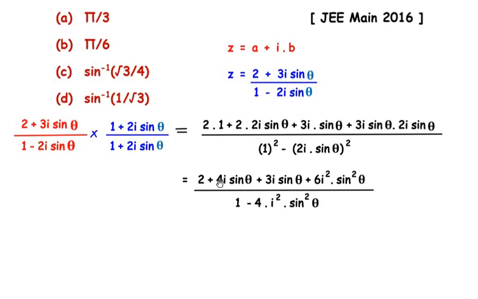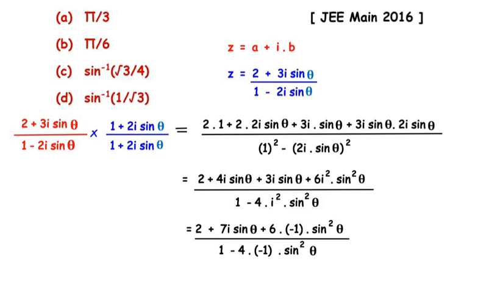Here we can see that 4i sin theta and 3i sin theta are like terms. So we can simply add them up and write it as 2 + 7i sin theta, plus 6 times i square, whose value is negative 1. So we have replaced i square by negative 1, times sin square theta, over 1 minus 4, which stays the same, and i square we know its value is negative 1, times sin square theta.